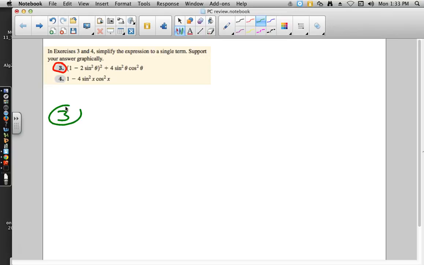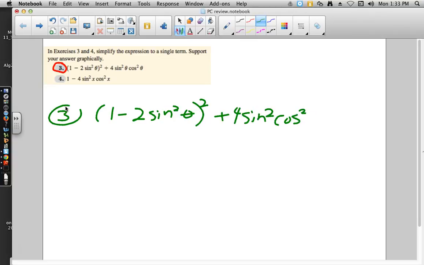I'm not going to worry too much about supporting this graphically, but what I want to do is see what can be done to this in order to simplify it. And while I was writing it out, I'm thinking of two things. First of all, I know that's in one of the formulas, 1 minus 2 sine squared theta.